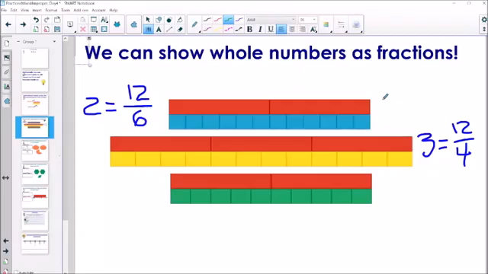Hello friends! This week we are going to be talking about how we can write numbers that are bigger than 1 as fractions. We like to call those mixed numbers.